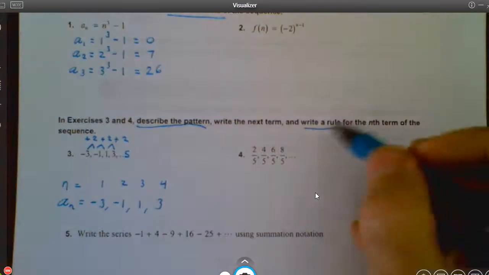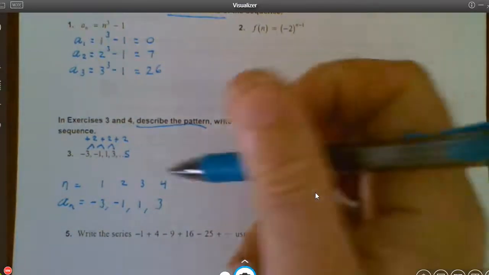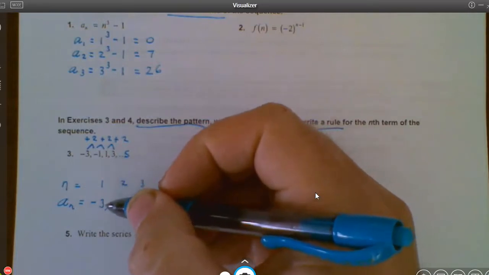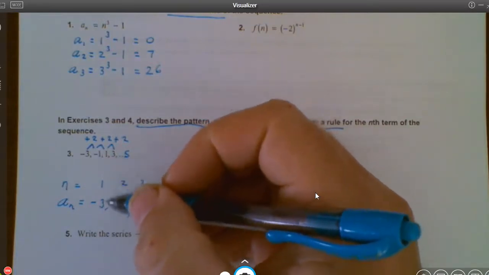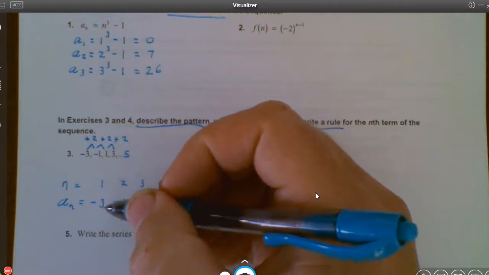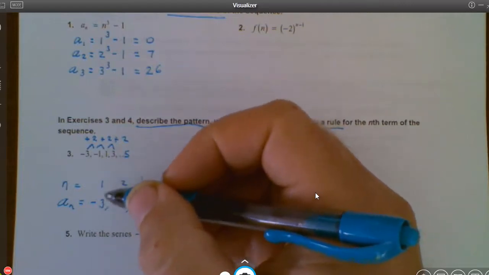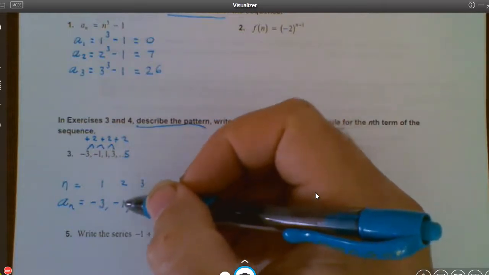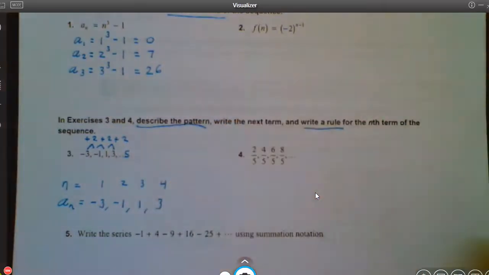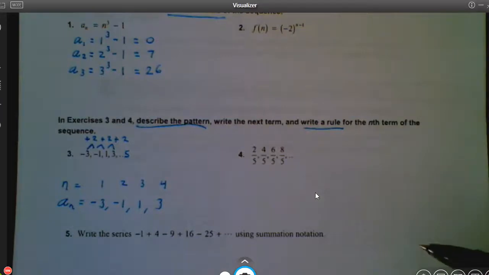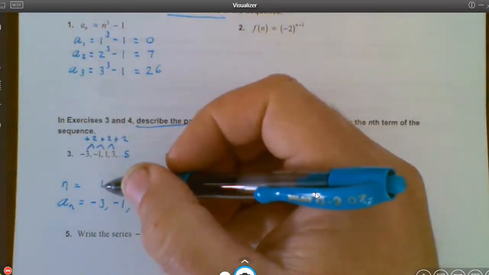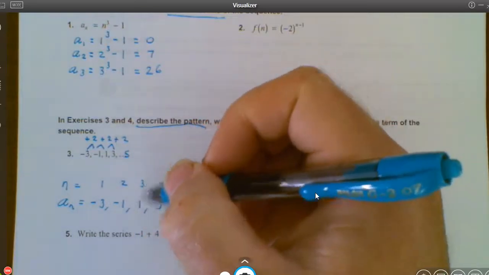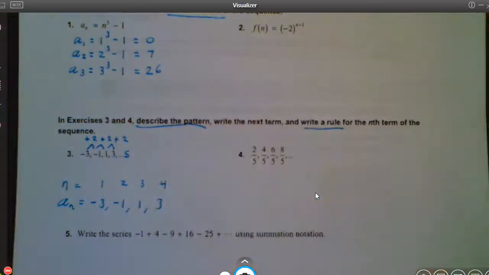So in order to get the rule, the best way of looking at that is to say, what am I doing to n in order to get a of n? What are you going to do to 1 in order to get -3? Well, I could multiply it by -3, but does that work for the next one? It doesn't. So it's not multiplying by -3. We could say I subtracted 4. Does that work for the next one? No, it doesn't. So it's got to work for all of them in order to be the rule.